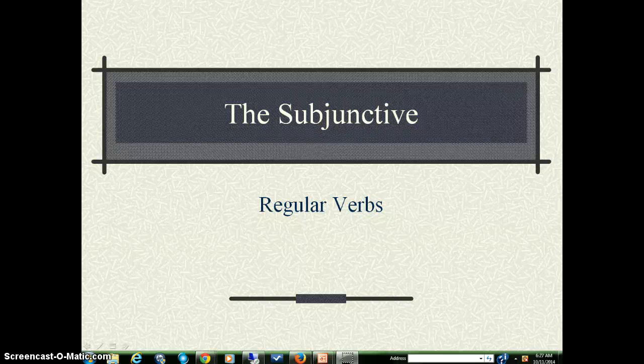Today's lesson is on the subjunctive mood in Spanish. Up until this point, you have been working with the indicative mood, so you learned present, preterite, imperfect, and future tense of the indicative. In Spanish 3, we introduced the subjunctive mood, so you will also have present, past, and future in this mood. And so we're going to begin with just regular verbs for the present subjunctive as an introduction to this topic.